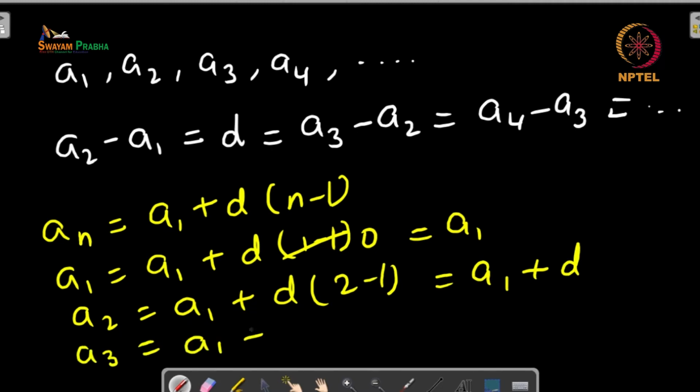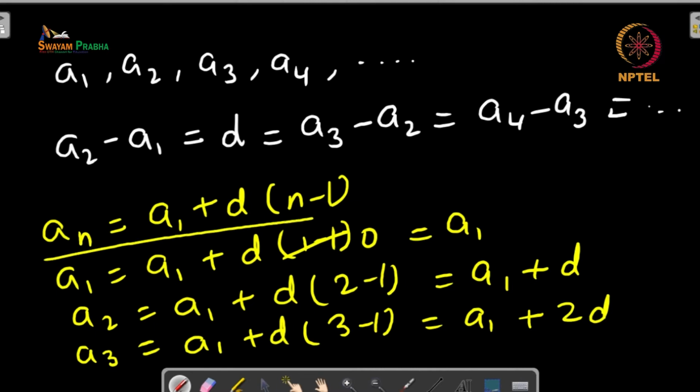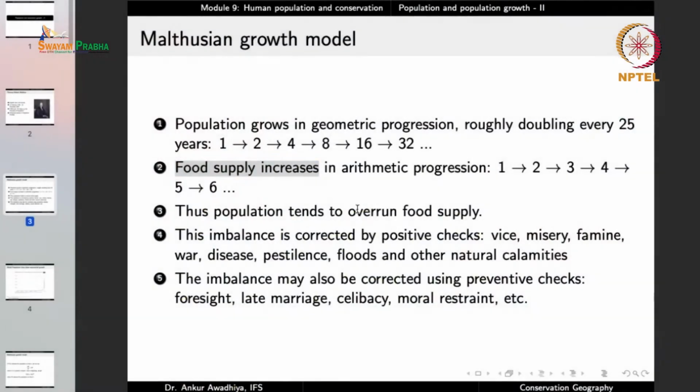A3 is equal to A1 plus D times (3 minus 1), which is A1 plus twice D, and so on. So this is the formula for an arithmetic progression. Now the important point about the Malthusian growth model is that while the population is growing in a geometric progression, if everything works fine, if people have sufficient access to food, the food supply does not increase as fast. So it increases in arithmetic progression.